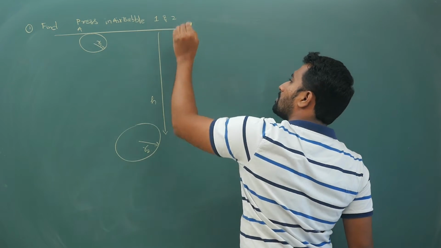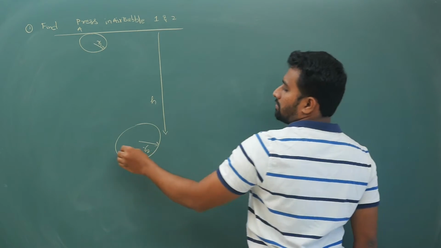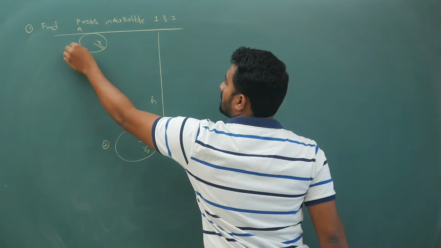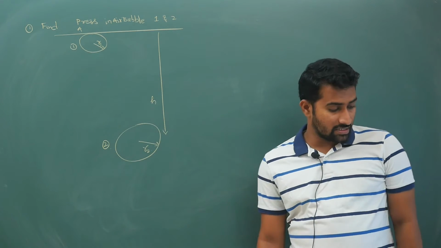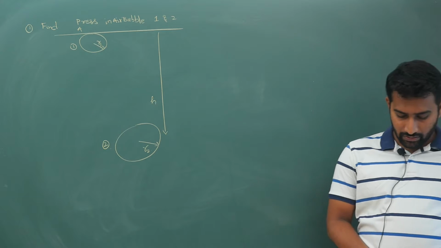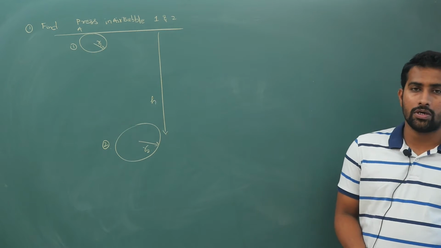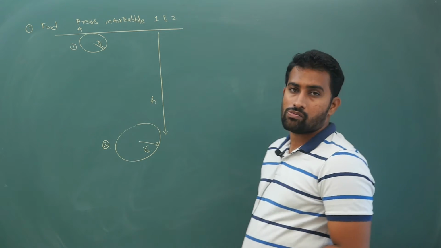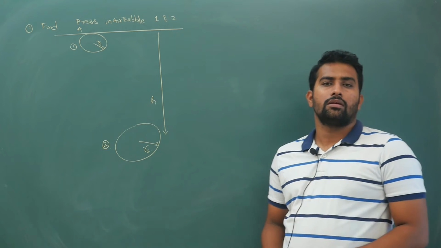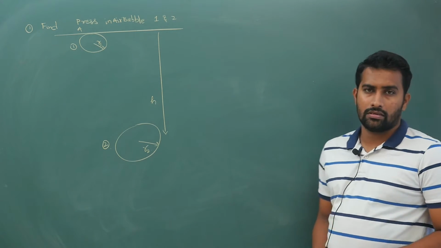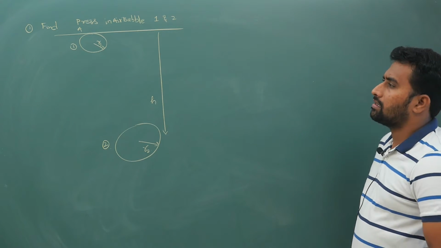1 and 2 or A and B, whatever you take, or this is 2 and this is 1. Okay, you are supposed to find out the pressure inside. Come on, give it a try. 30 seconds time, that's all. Right, so I will start.